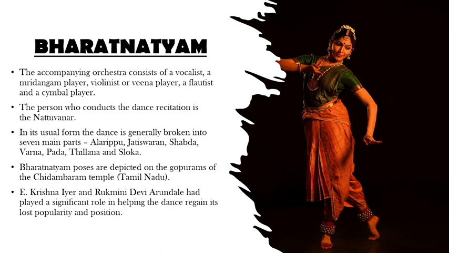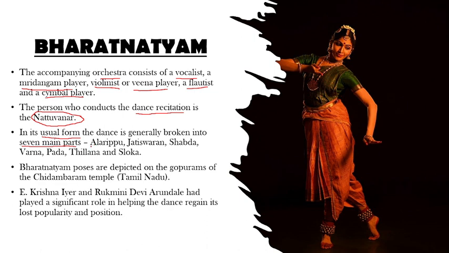The accompanying orchestra consists of a vocalist. So please understand here that the dancer is not going to sing herself. The vocalist will be there who will be singing the song. There will be a mridangam player, a violinist or a veena player, a flutist and a cymbal player. The person who is going to conduct the dance recitation is called the Natuvanar, the anchor of the entire performance. So in its usual form, the dance is generally broken into 7 main parts.